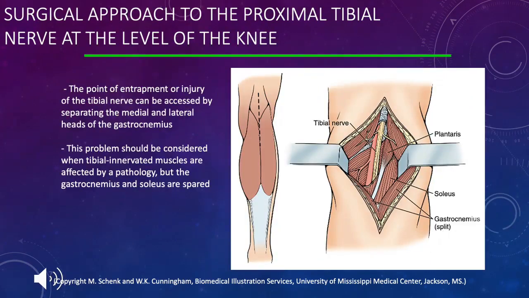In some situations, you also could be called on to do surgical repair for the tibial nerve. So more superiorly in the calf, you can do an approach between the medial and lateral heads of the gastrocnemius muscle, and that should give you good access to the nerve after traversing through or over the soleus muscle.